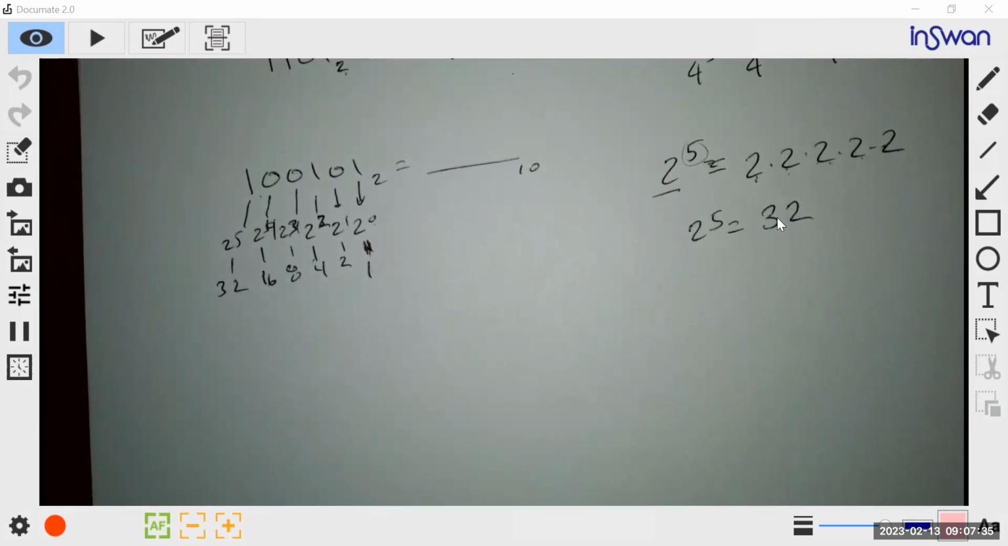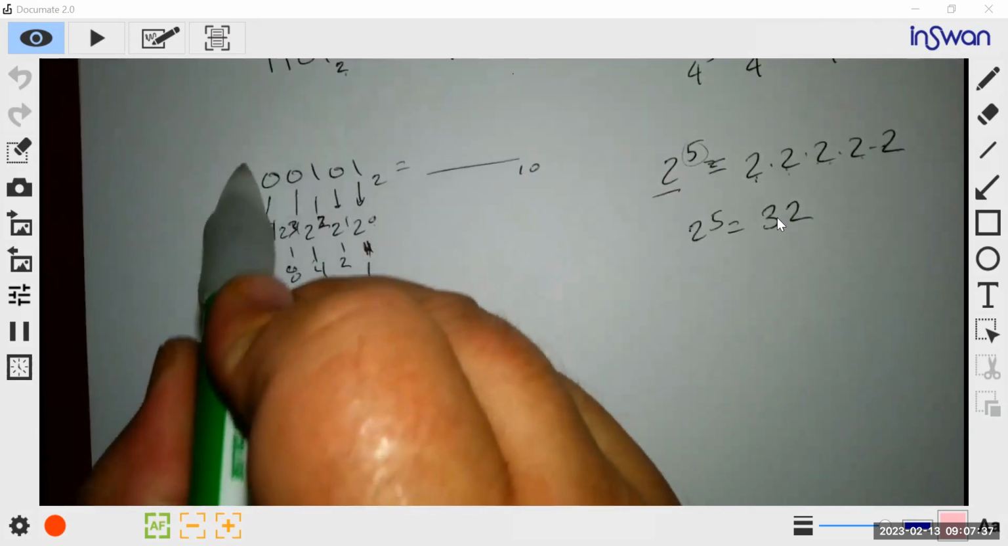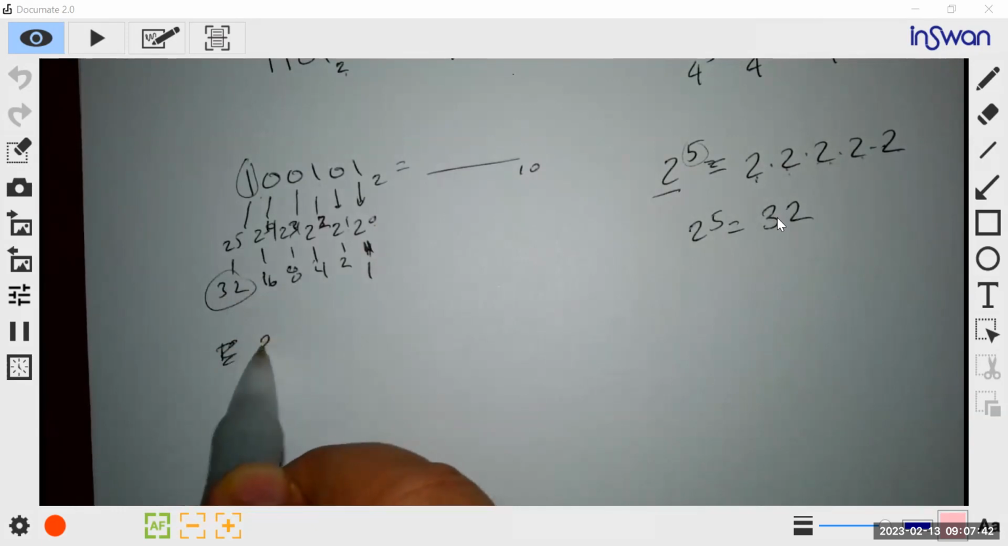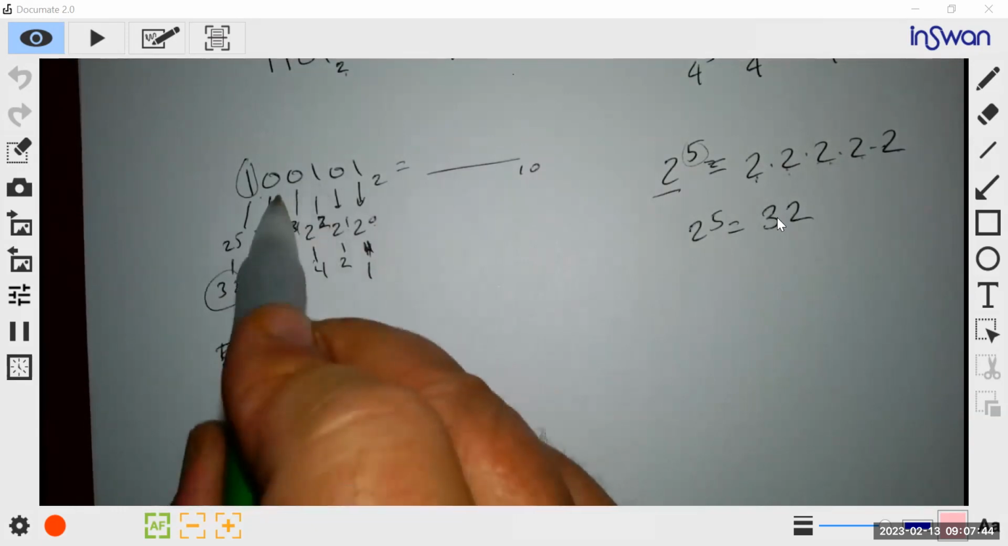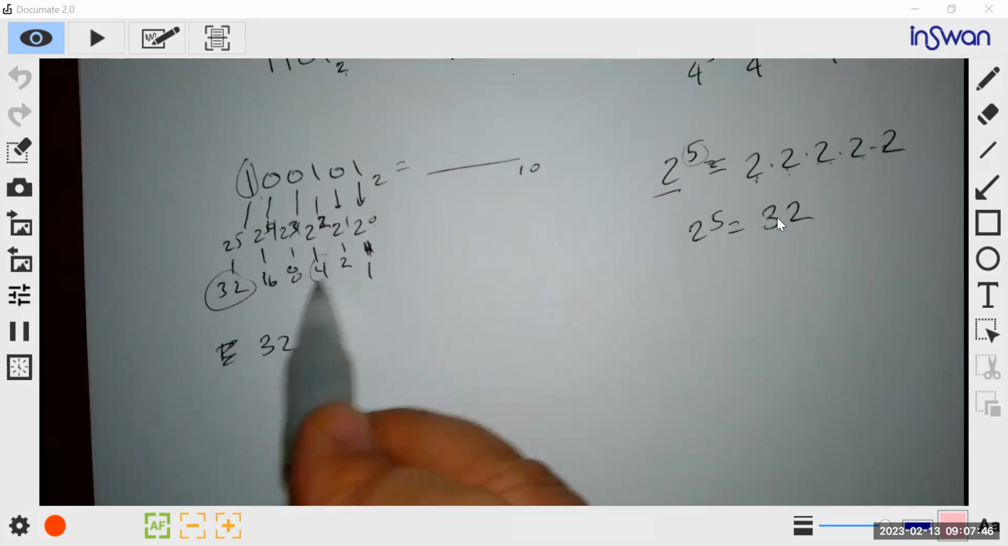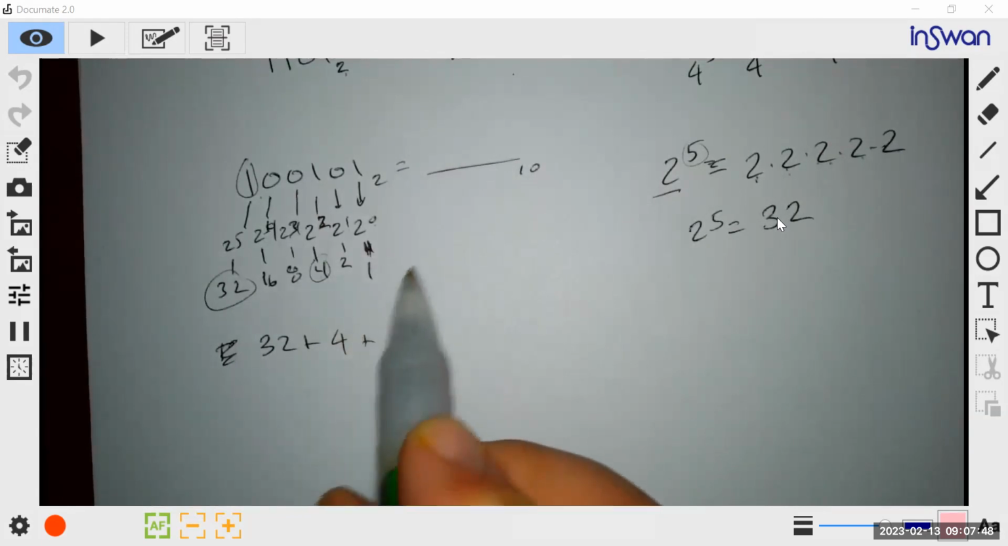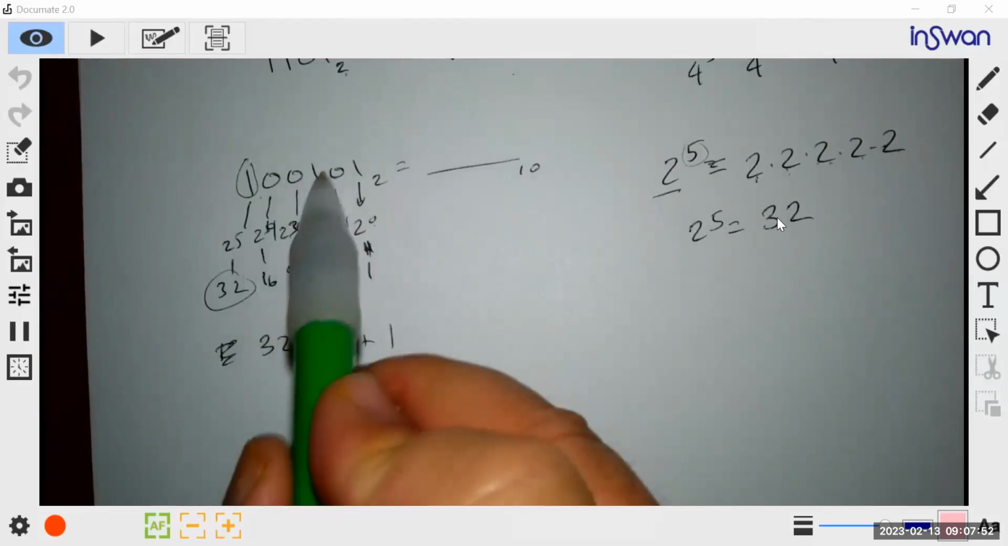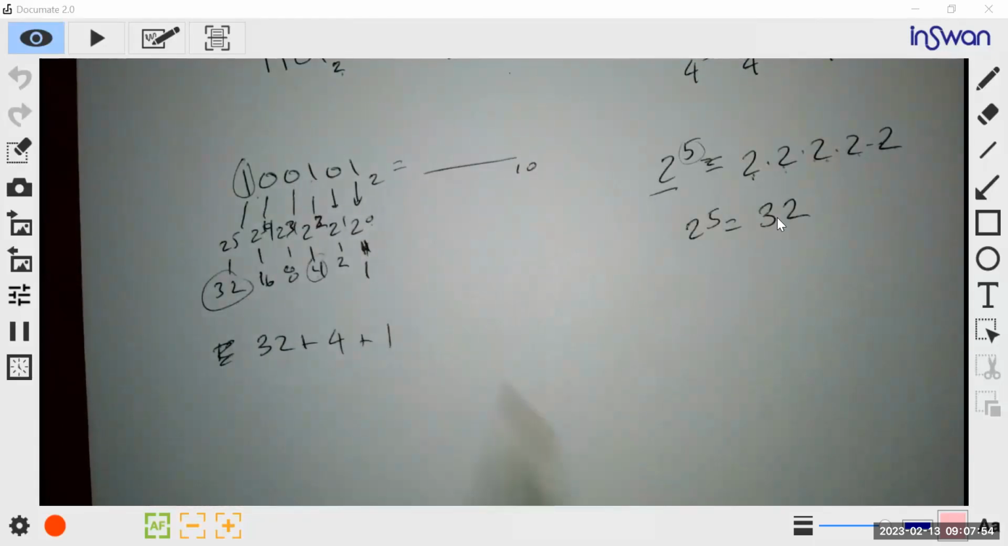Everybody okay with the columns? All I do is, since that one's on, I take that number, I add it to the next one, which is 4. And I go to the last one. Whatever has a 1, I add that number.